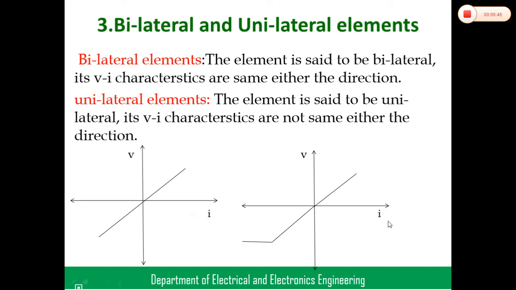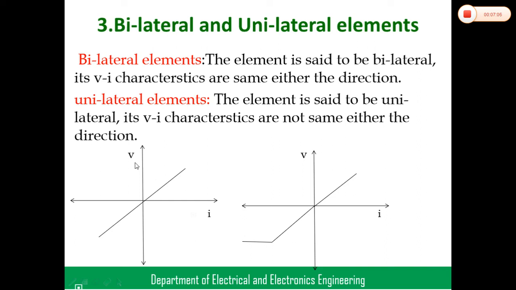In the positive direction of current the characteristics are like this, in the negative direction of current the characteristics are like this, both are different. So it is said to be linear, right? These characteristics are said to be unilateral, right? Unilateral and also non-linear. Okay, right?